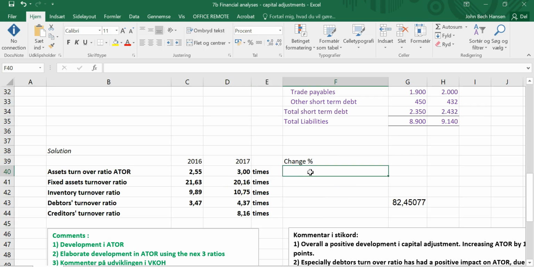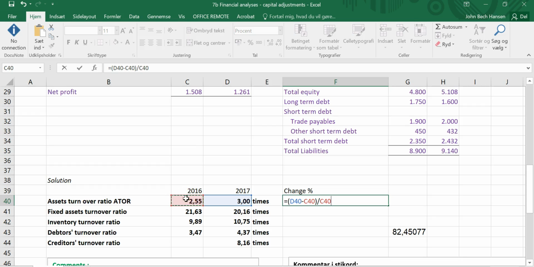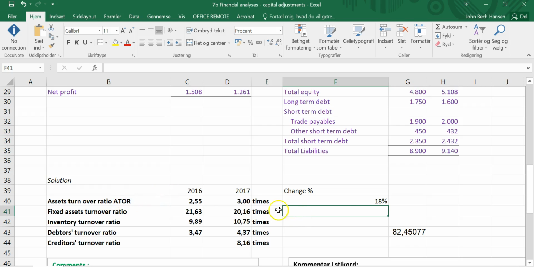We can look at it in more detail by showing the relative change. So I can calculate the change here, put that in brackets. It's 3 minus 2.55, and I want to divide by the starting point, so I can say how much it has changed in percentage. And we have an improvement of 18%. I can copy that down. Okay, so we can see here that the more effective use of our capital is an 18% improvement, primarily due to our good managing of our debtors, that we have been able to make our customers pay more quickly on a shorter term.